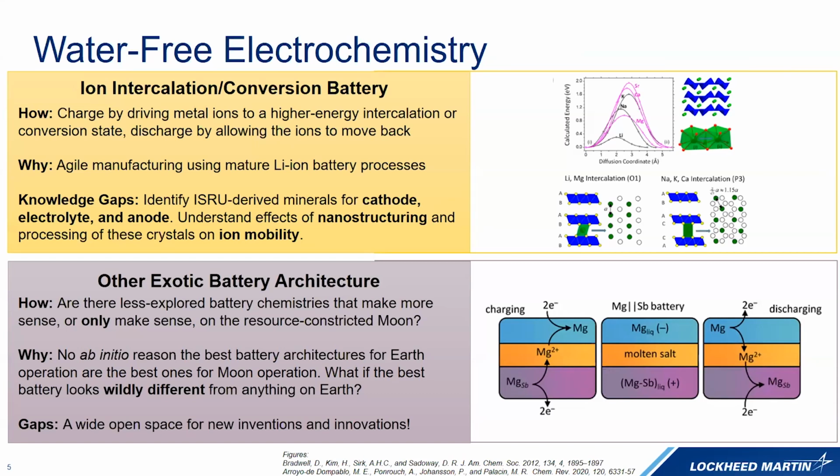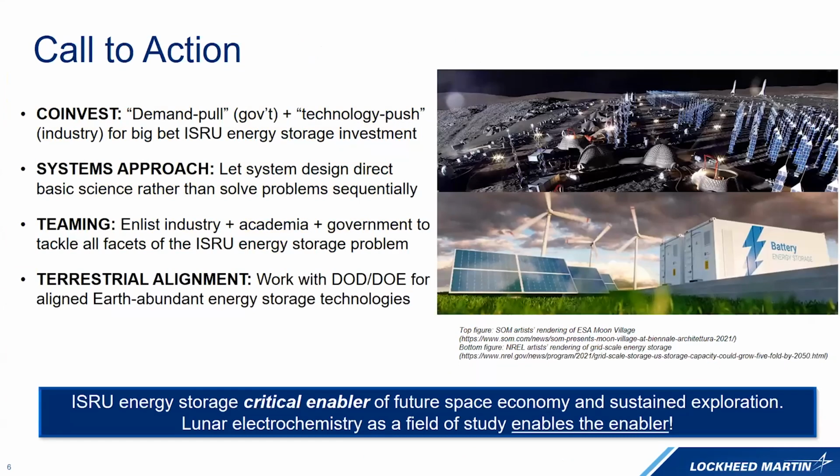So let's zoom back out. If you believe in a robust, booming future space economy, you need resilient, scalable energy storage to back that up. To get there, you need lunar ISRU, and to enable ISRU energy storage, you need advances in lunar electrochemistry. It's a big problem, so how do we take steps to solve it?